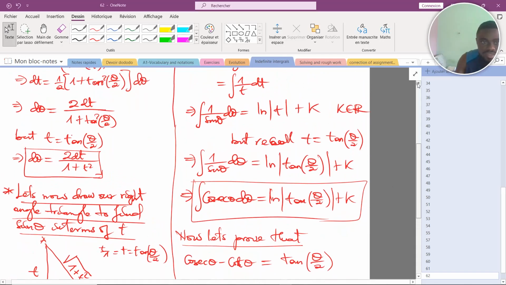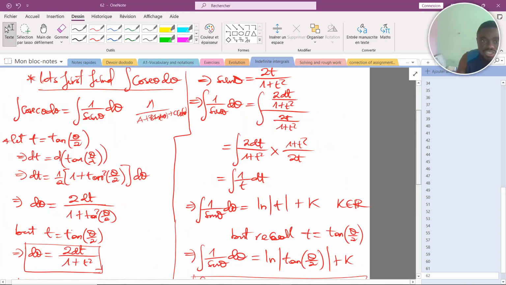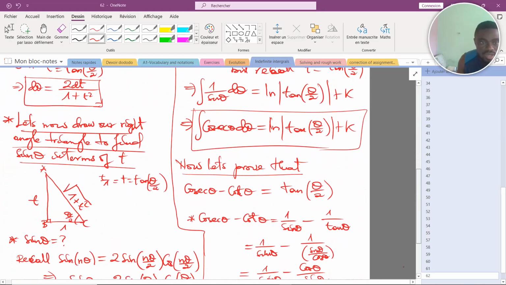We have to draw our right angle triangle, because we are doing a change of variables, so we have to find what will be sine theta. Is that okay? So let me go down. Let's now draw our right angle triangle to find sine theta in terms of t. Our t was equal to tan theta on 2. Is that okay? So this t is the same as t on 1. We know that tan theta on 2, the tangent of an angle, is equal to what? The opposite all over the adjacent. Opposite all over adjacent. So t is the opposite and 1 is the adjacent. So I draw my right angle triangle.